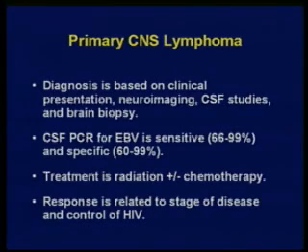CSF PCR for EBV is sensitive and specific. Treatment is radiation chemotherapy, and response is related to the stage of disease and control of HIV. So people basically who are on medicine and have a high T cell count tend to do better. But some of it is also based on the type of cancer. It could be very aggressive, and no matter what you do, the patient just dies anyway.